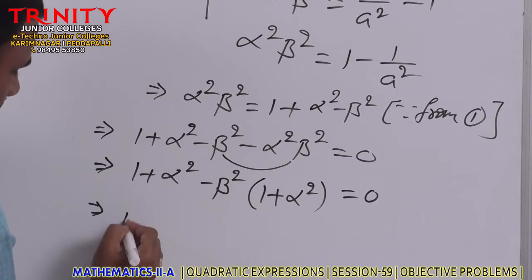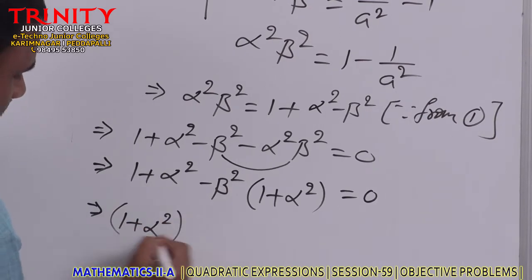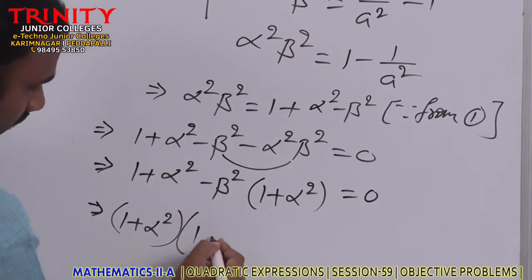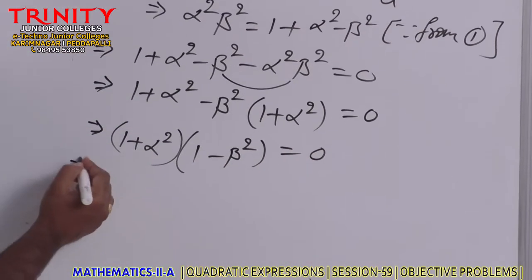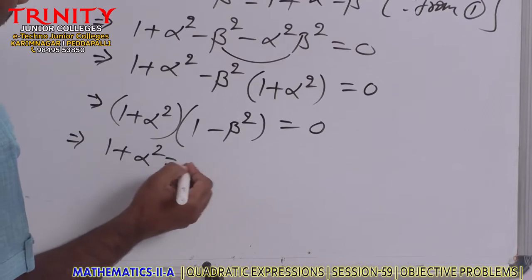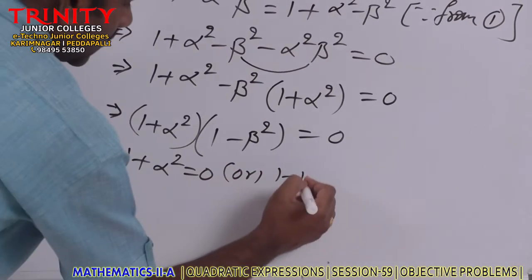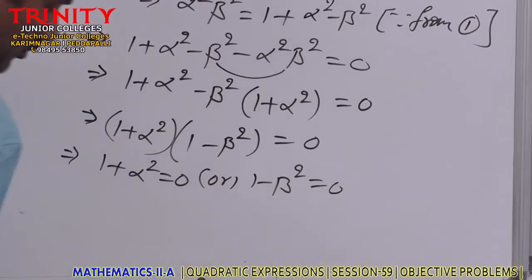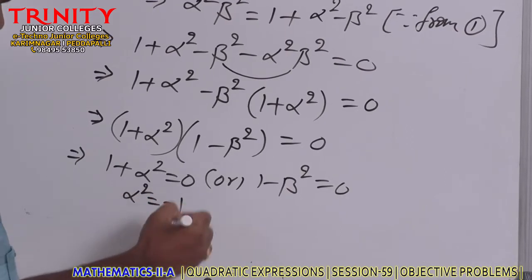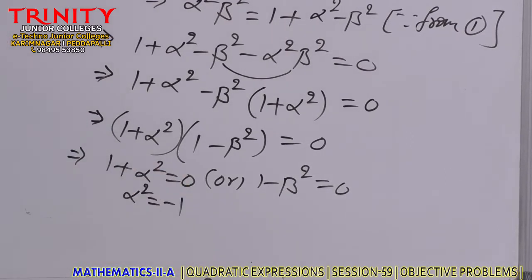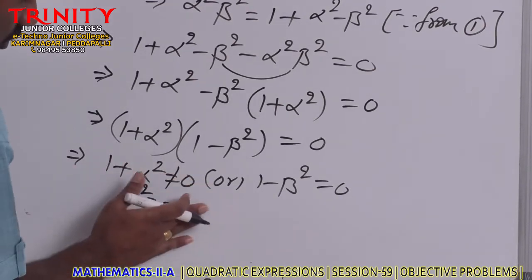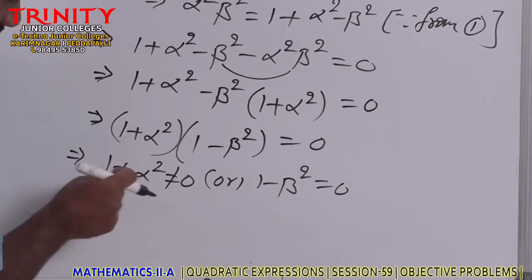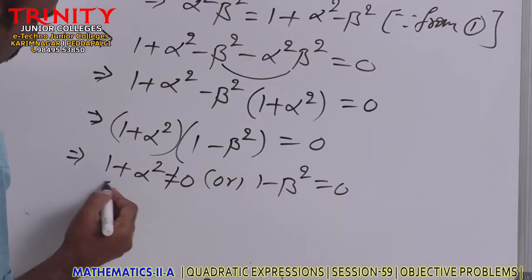Then from this we can take 1 plus alpha square as common. Here 1 minus beta square is equal to 0. Therefore, either 1 plus alpha square equal to 0 or 1 minus beta square equal to 0. Alpha square equal to minus 1, then alpha equal to root of minus 1, which is not a real number. Therefore, 1 plus alpha square is not equal to 0.